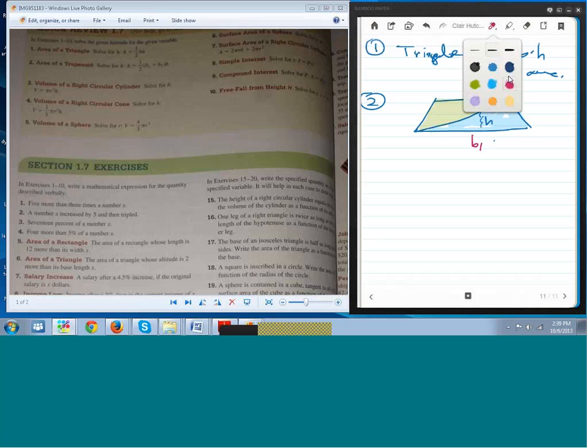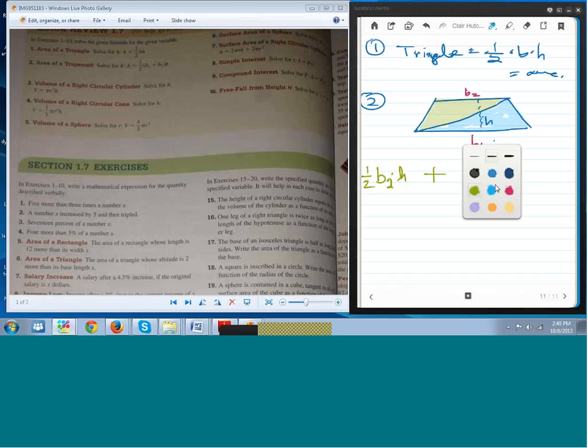And solve it. So the area for the green triangle would be base 2 times height times 1 half. The area for the blue triangle would be 1 half times base 1 times height. I got these two, all you have to do is add them. So you don't have to memorize.